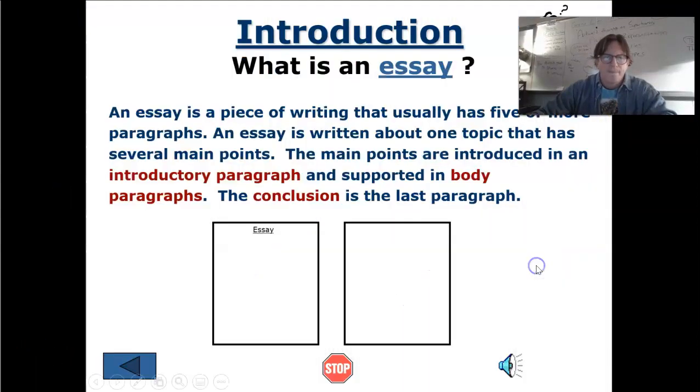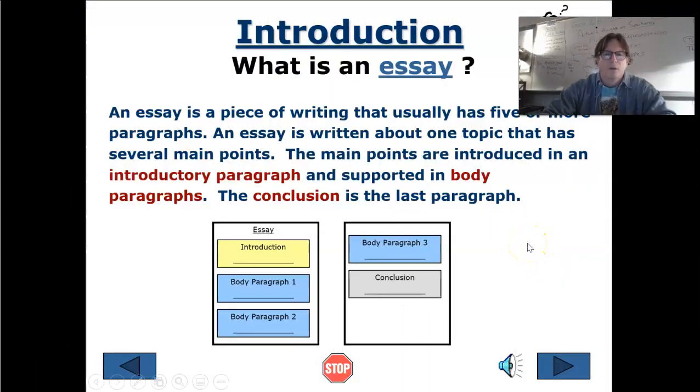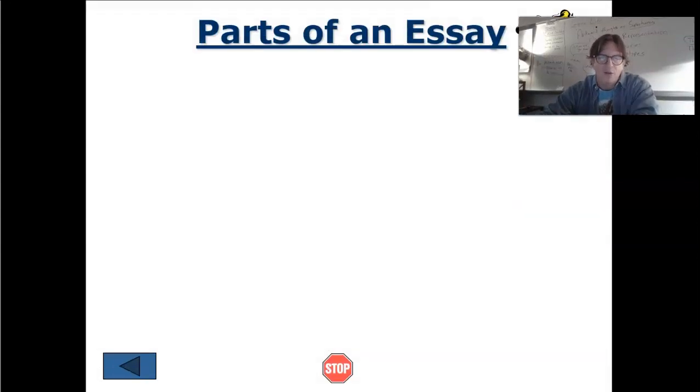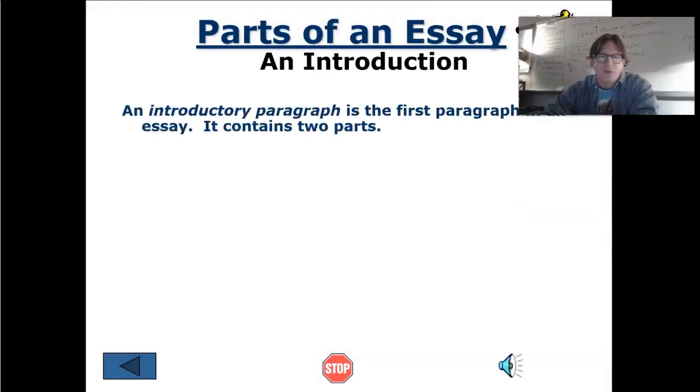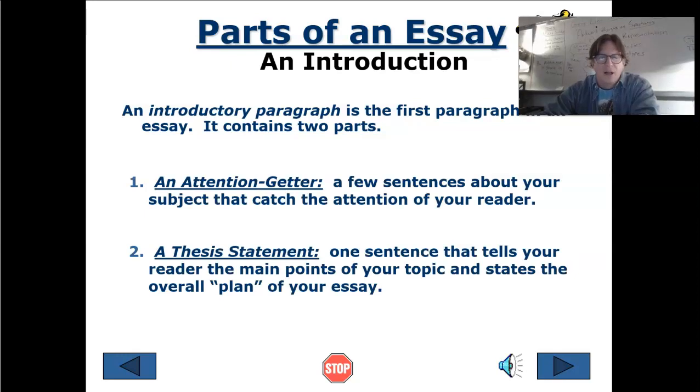What is a paragraph? What is an essay written about one topic? So we have your flow like introduction, and then for this essay you're going to have about 3 body paragraphs, and then a conclusion. So first we have an introduction, which is where you set the stage of your paper, what it's about. You begin with what some refer to as an attention getter, a few sentences about your subject that catch the attention of your reader.